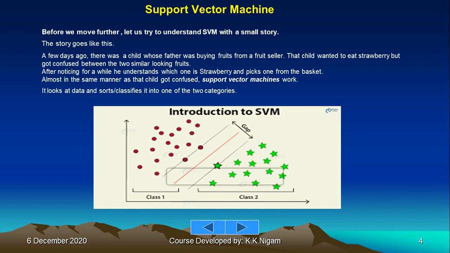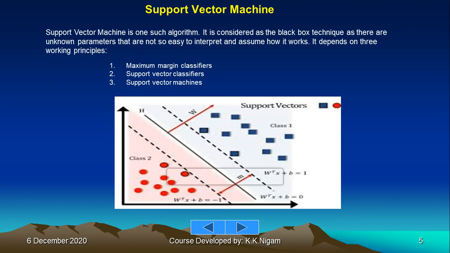Now it looks at data, sorts, classifies, and then finally it is decided what is the correct one. So support vector machine is one such algorithm. It is considered a black box technique as there are unknown parameters that are not so easy to interpret and assume how it works.